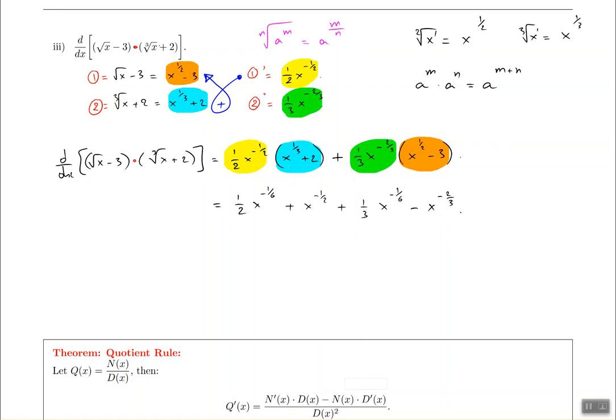And at this point, you're going to look for like terms, and it seems like we have a couple of like terms in this problem, so we're going to add them up together. So there's 1/2 and 1/3 right there. We're going to add them and basically be finished with this whole thing. So 1/2 plus 1/3 is 5/6, x to the -1/6.